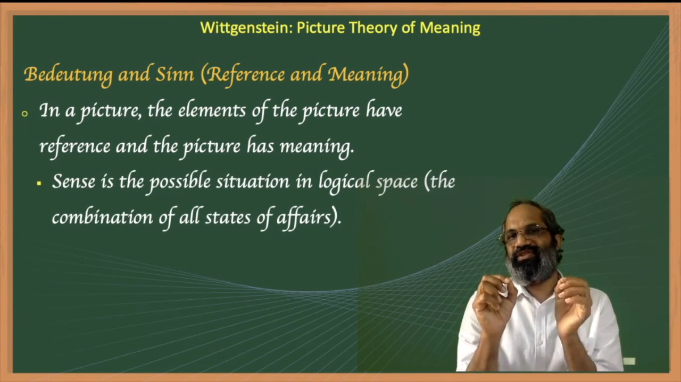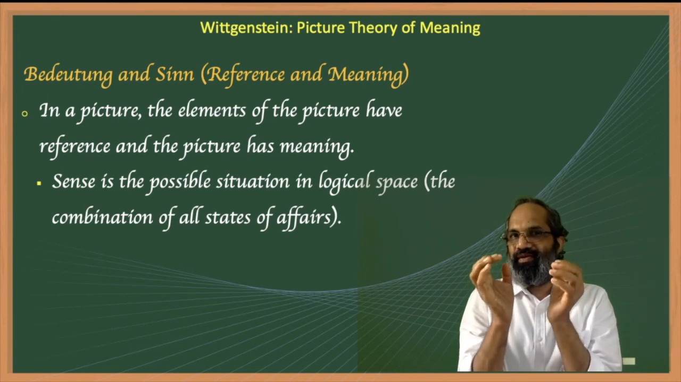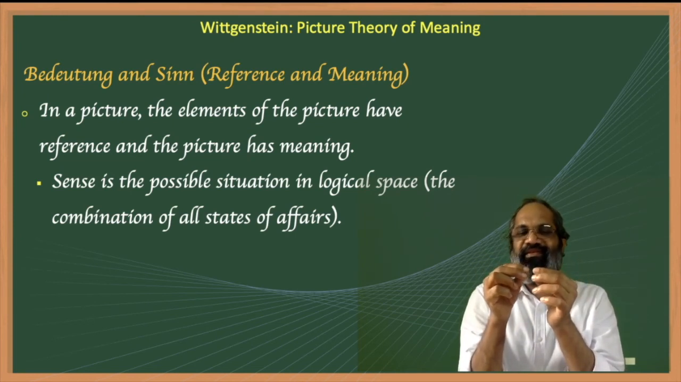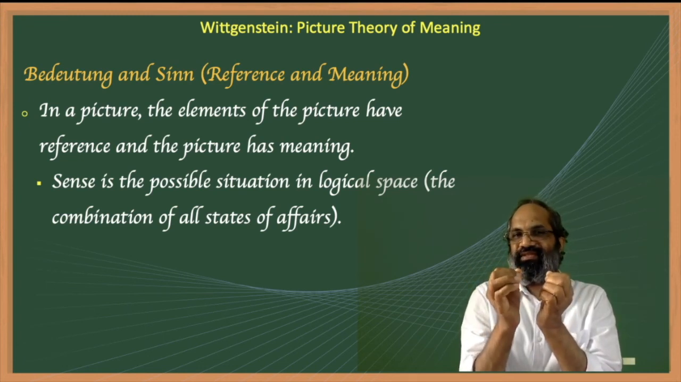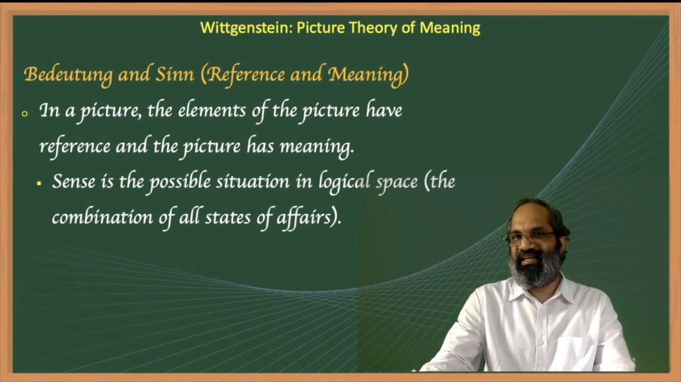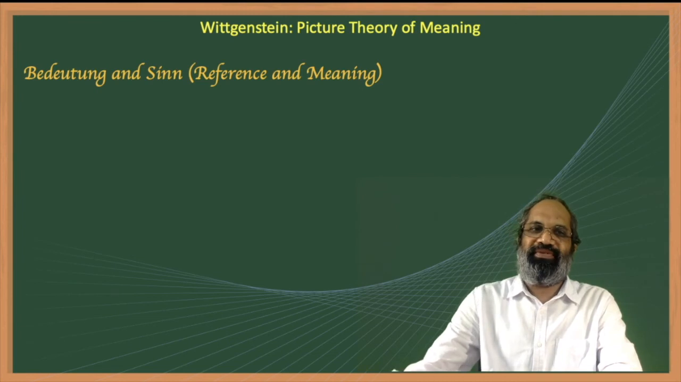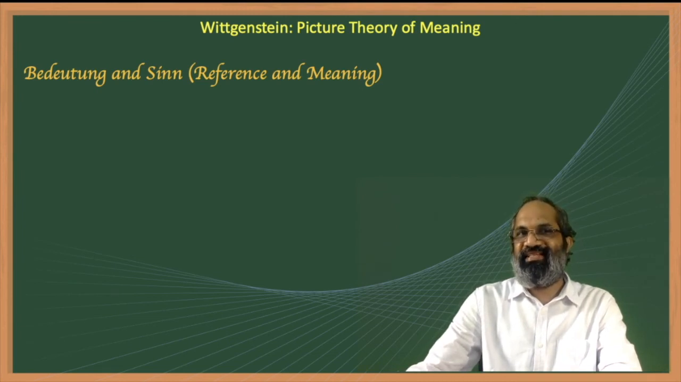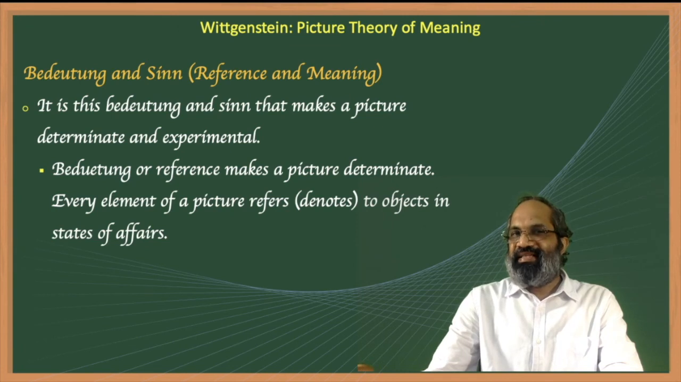Sense is the possible situation in logical space, the combination of all states of affairs. When things are related in the world, it forms a state of affairs. The combination of all states of affairs is the sense. That's the whole classroom making the sense in the earlier example. Now about the sense and reference of a proposition, Bedeutung and Sinn. Bedeutung is the reference and Sinn is the sense or meaning. It is the Bedeutung and Sinn that make a picture determinate and experimental.